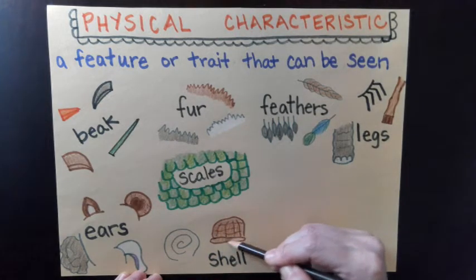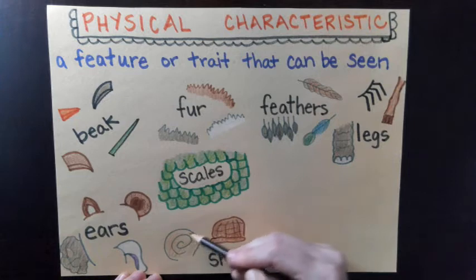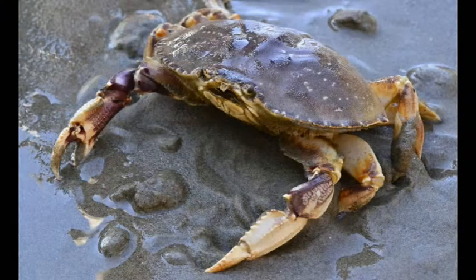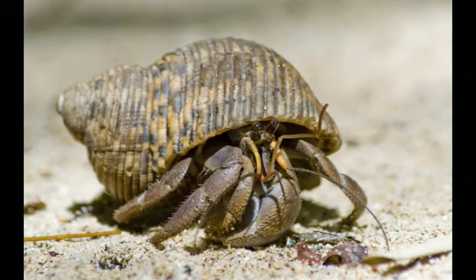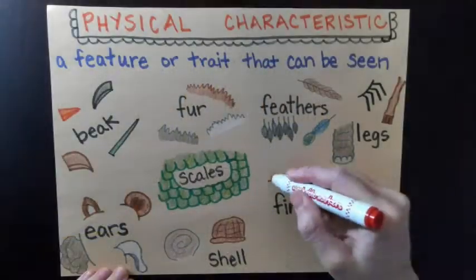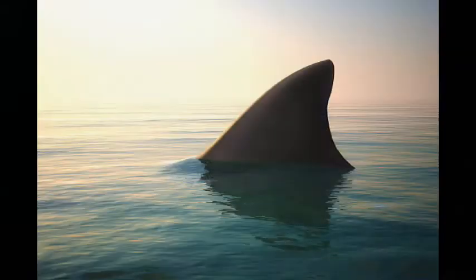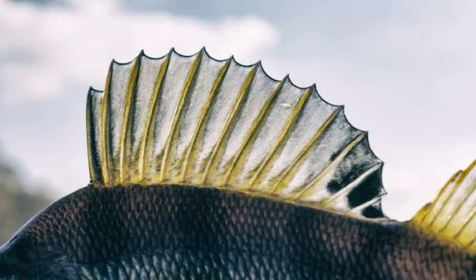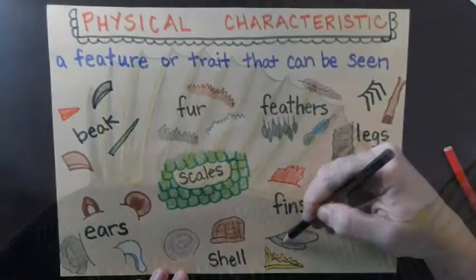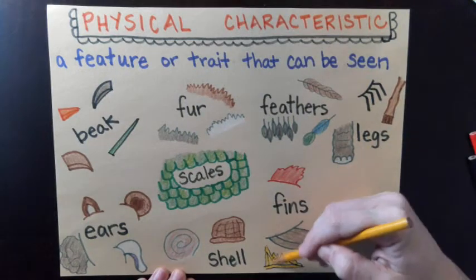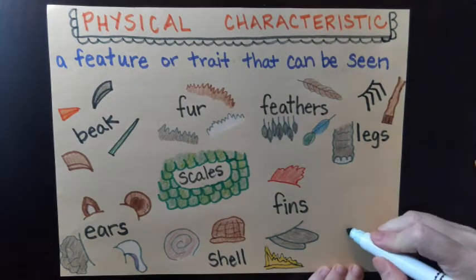Shells would be another example of a physical characteristic, such as turtle shells or snail shells. And fins is another feature on the outside of an animal, such as fish fins or dolphin fins. And lastly, there are wings.